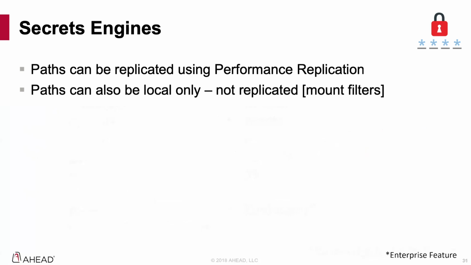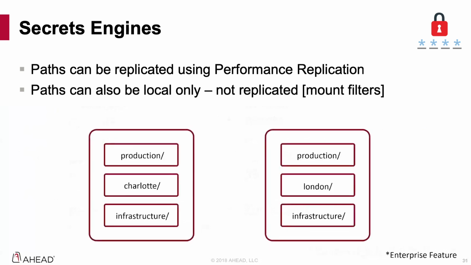Continuing on secrets engines, paths can be replicated using performance replication. That's an enterprise feature that we'll discuss later today. Paths can also be local only, in other words, not replicated. In order to do that, we use mount filters. The example here is we have two Vault clusters using performance replication. Say we have one in Charlotte on the left and one in London on the right. Say, because of GDPR, we didn't want to replicate the data in London back to the US, to make sure we satisfy GDPR requirements. So what we can do is, okay, production's cool, we're going to replicate that both ways.